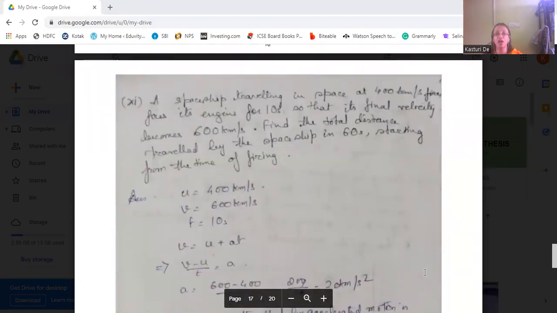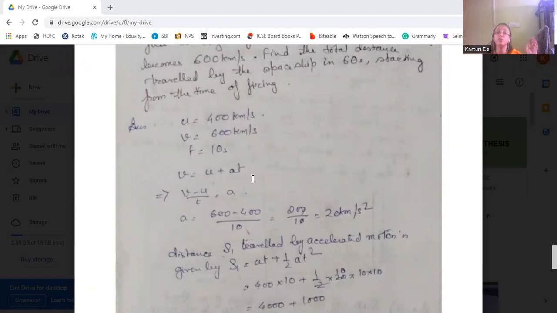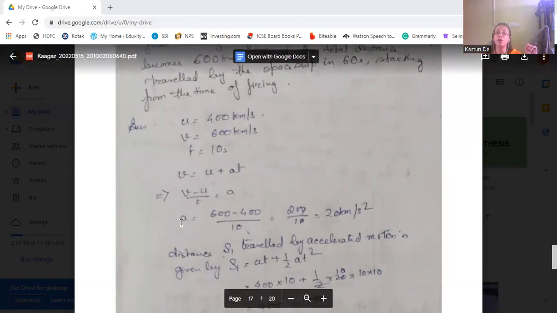Next, a spaceship traveling in space at 400 kilometers per second fires its engine for 10 seconds, so that its final velocity becomes 600 kilometers per second. So its initial velocity was 400 kilometers per second, and its final velocity becomes 600 kilometers per second. Find the total distance traveled in 60 seconds, starting from the time of firing. First we need to find the acceleration and then the distance. Next, v we know, t we know. So v is equal to u plus at, and from this formula we find the acceleration: a is equal to 20 kilometers per second squared.